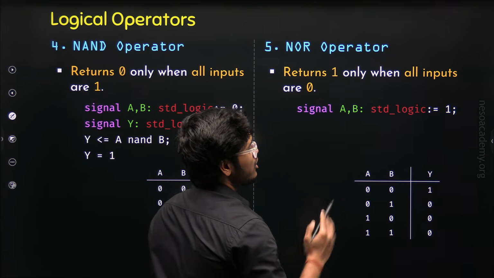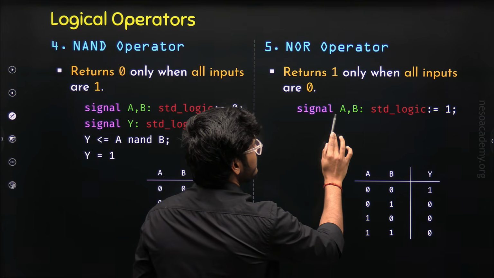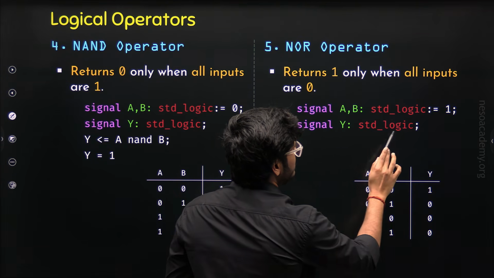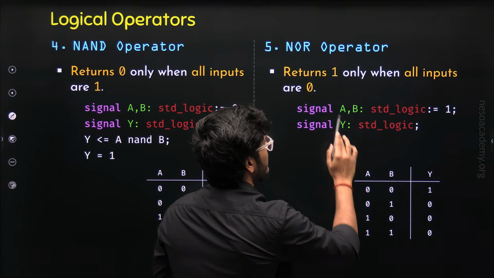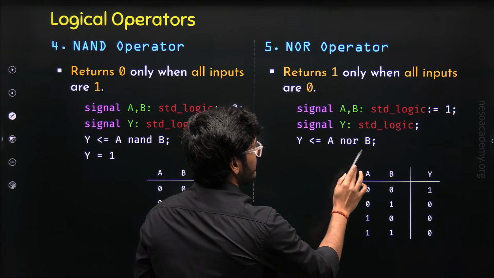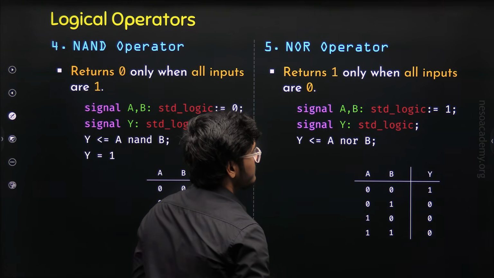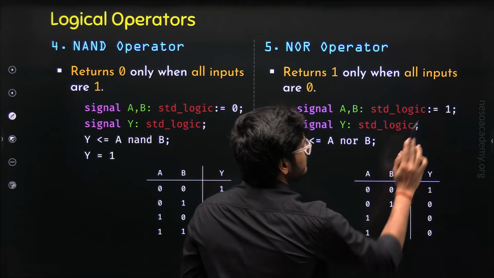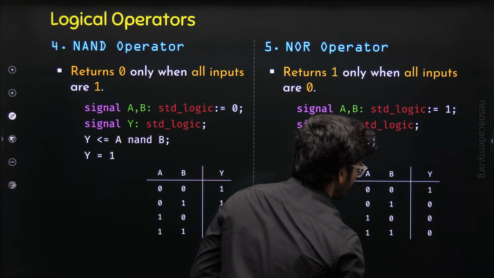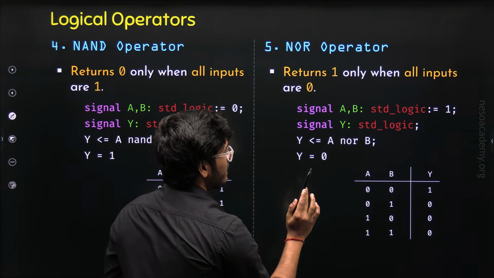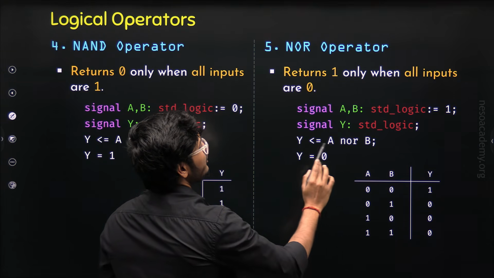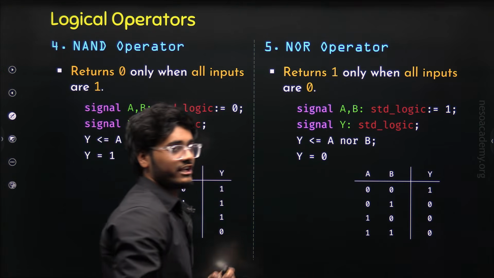Let's see how to use NOR operator. For that, I am creating two signals A and B with standard logic 1. Signal Y with standard logic will store the output for A NOR B operation. And here I am assigning A NOR B inside this signal Y. Now A and B both are 1. And if inputs are 1, then output will be 0. So this signal Y will have the value 0. So I hope it is clear how to use NOR keyword in VHDL code.